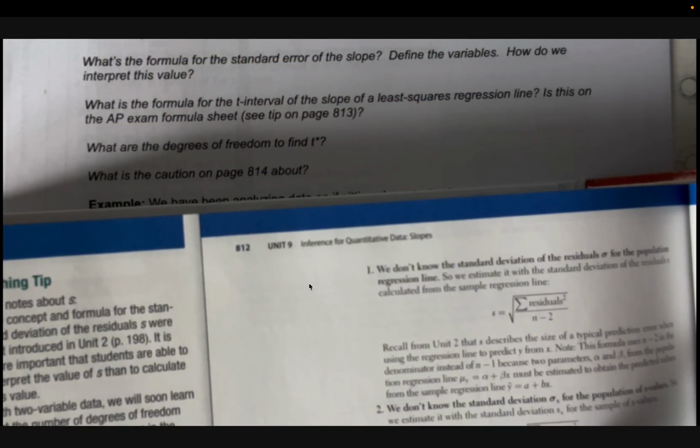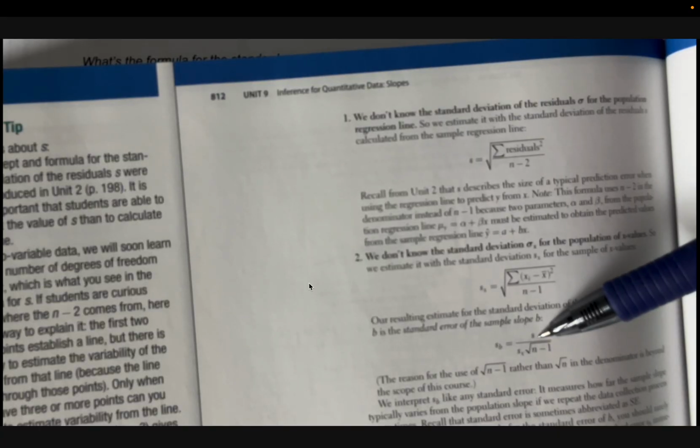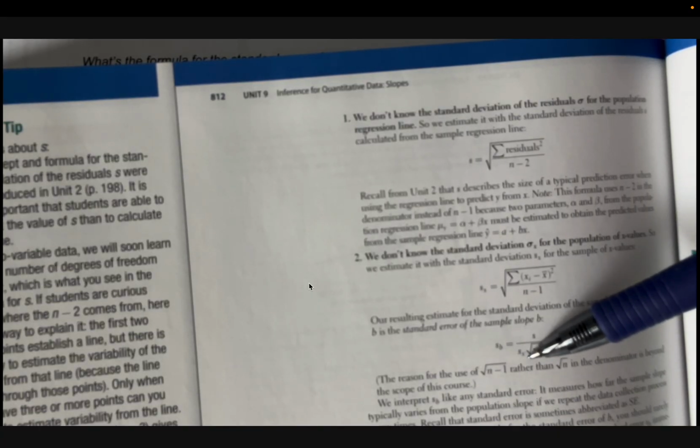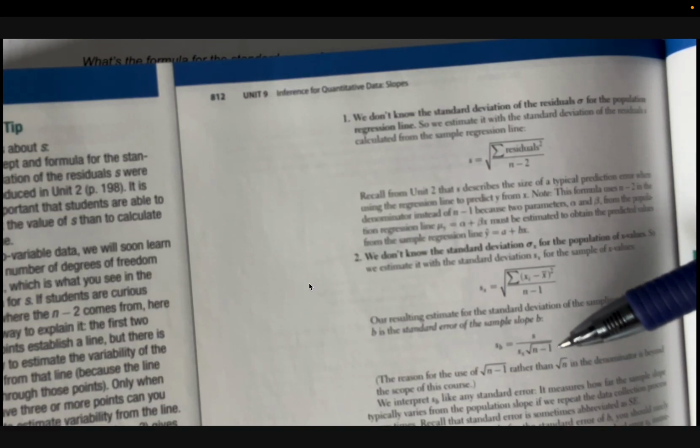So here's your standard error. Your standard error of the slope is S, the standard deviation of the residuals, over S of x, the standard deviation of the x variable. And then again, since we know this is going to be a little bit biased, we're going to divide it by the square root of n minus 1.